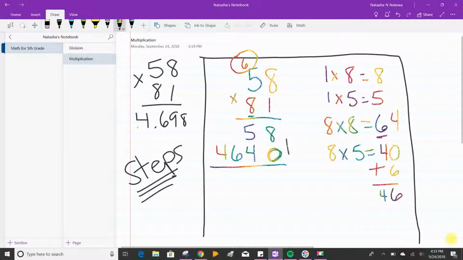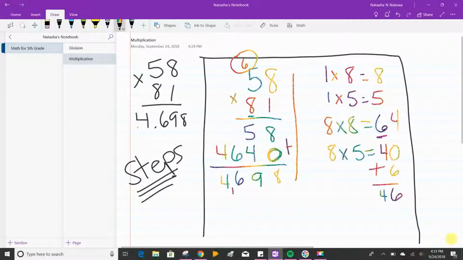8 plus 0 is 8. 5 plus 4 is 9. Then we bring down 4 plus nothing, or 4 plus 0 is 4. 6 plus 0 is 6. Our answer is 4,698. If your steps are like mine, that means good, you got it correct.